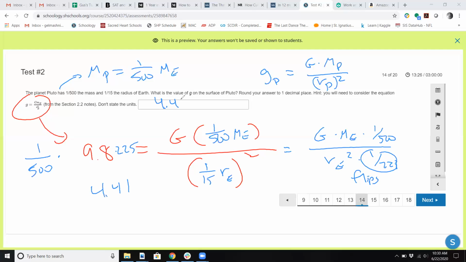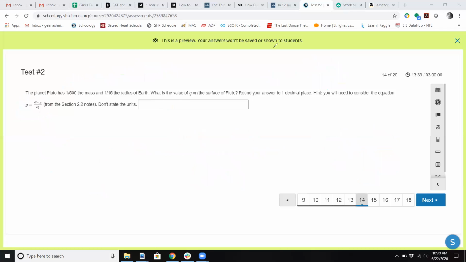So remember, whatever changes you do on one side, you've got to do to the other side to keep it balanced, right? So that's all we're doing. A little bit of algebra there.